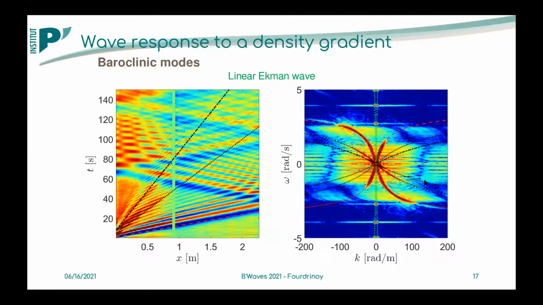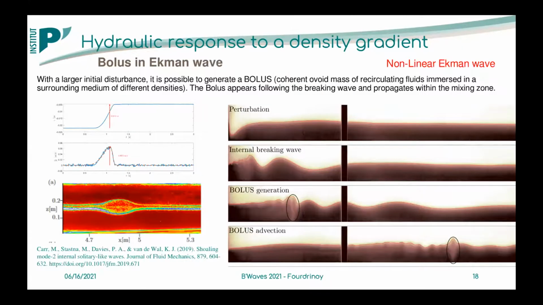So we did it. By increasing the amplitude of the initial perturbation, the amplitude of the Ekman wave becomes such that it surges. From this internal breaking wave, a new structure will appear, no longer a wave structure, but a hydraulic structure. This is a bolus. It's a mass of recirculating fluid which moves along the interface. I think this bolus is similar to the internal wave mode 2 presented by Stastna in the previous talk.